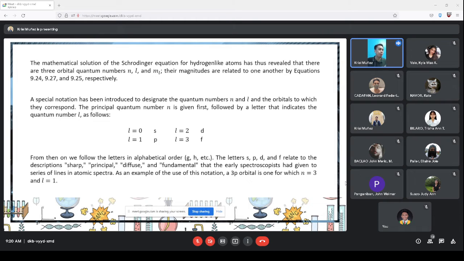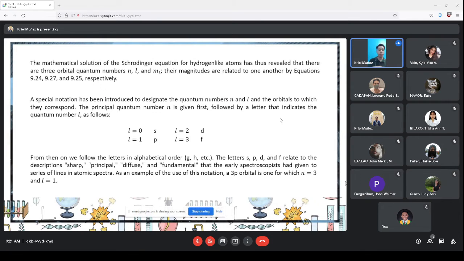No, 9.27. Ang gulo ko. So yung M sub L values natin is for 9.24, and then we have the L values for 9.25, and for 9.27 we have the N values, ayan, and the limitations for the L values. Okay, I'm sorry. And then special notations have been introduced to designate the quantum numbers N and L and the orbitals to which they correspond. This is something that you have already encountered and that you are familiar of.